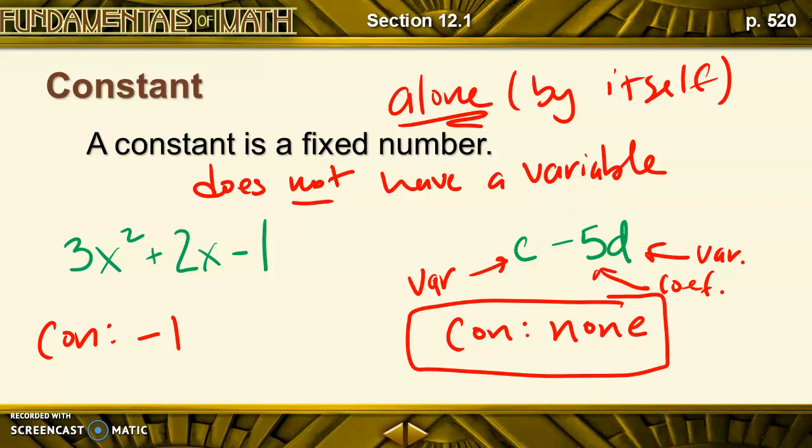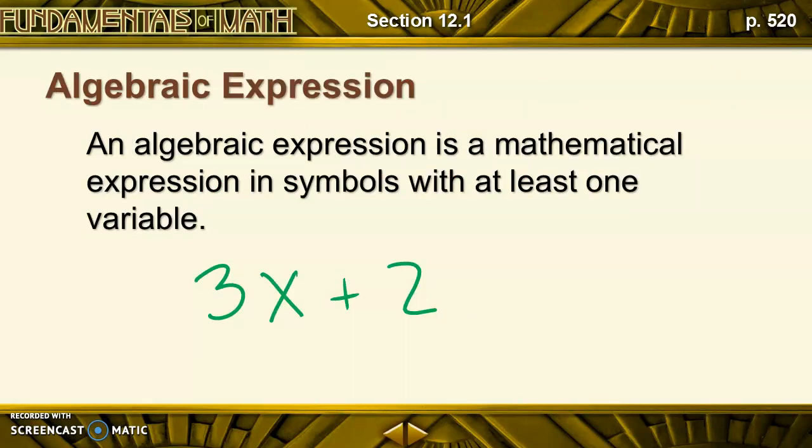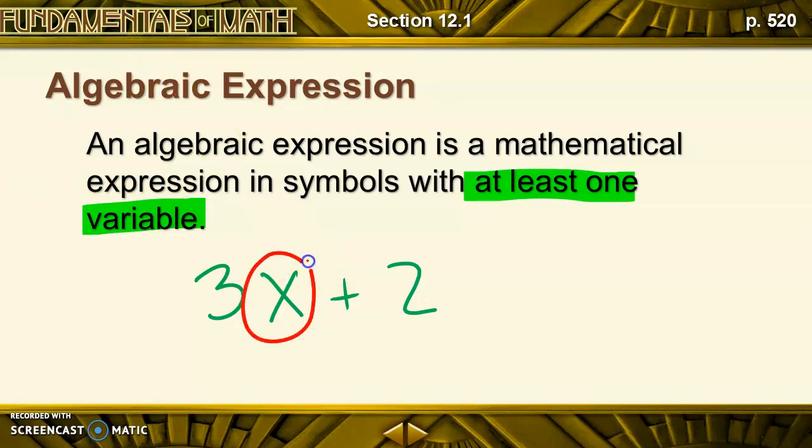Now this brings us to another definition that you should for sure have in your notes: algebraic expression. An algebraic expression is a mathematical expression in symbols with at least one variable. So the key thing right there is it has to have at least one variable. If it has at least one variable, it is an algebraic expression. So because this has an x in it, this whole expression is called algebraic.